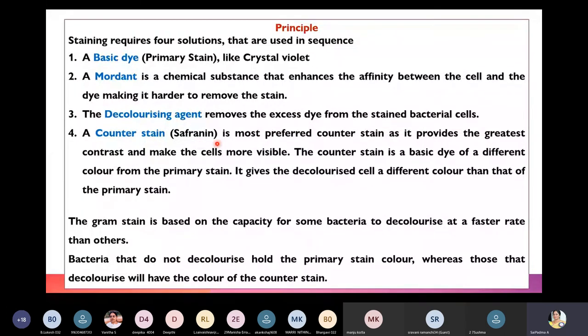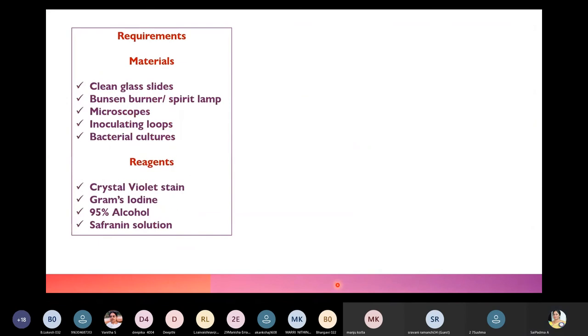It is also a basic dye, which is the most preferred counter stain as it provides the greatest contrast and makes the cells more visible. The counter stain is a basic dye of a different color from the primary stain. So it gives the decolorized cell a different color from that of the primary stain. The Gram stain is based on the capacity for some bacteria to decolorize at a faster rate than others. Bacteria that do not decolorize hold the primary stain color, whereas those that decolorize will have the color of the counter stain.